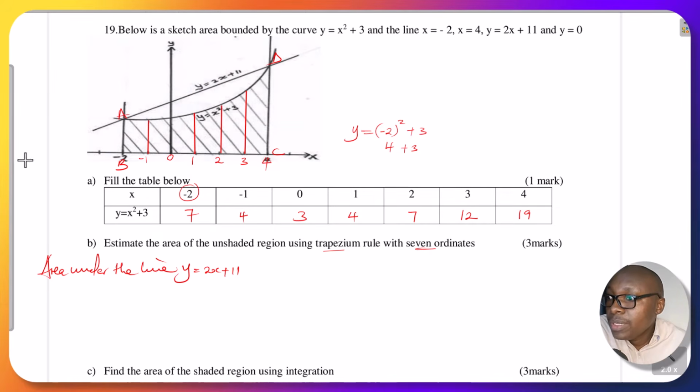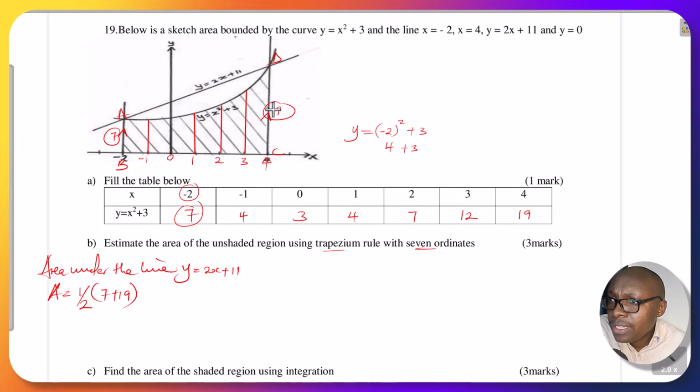To get the area of the trapezium, area is equal to 1/2 times the sum of the two parallel sides. The two parallel sides will be this one and this. And remember, when x is -2, this height is 7, from what we have here. And when x is 4, the height is 19. So the two parallel sides are 7 plus 19. Then times the height.